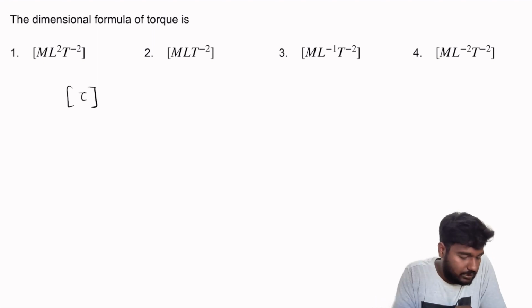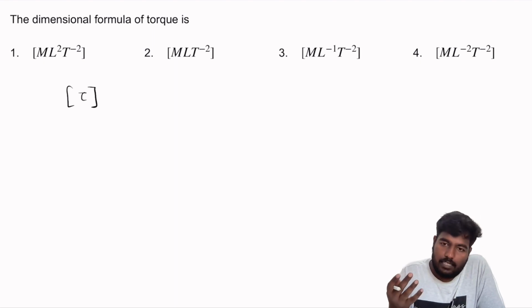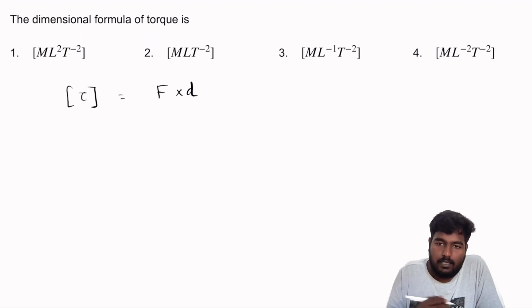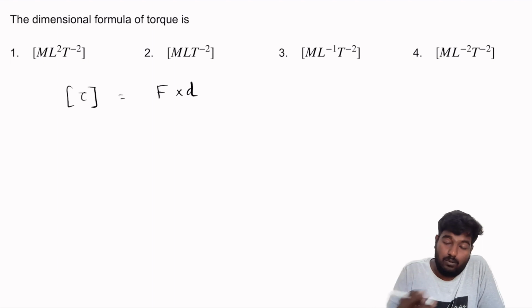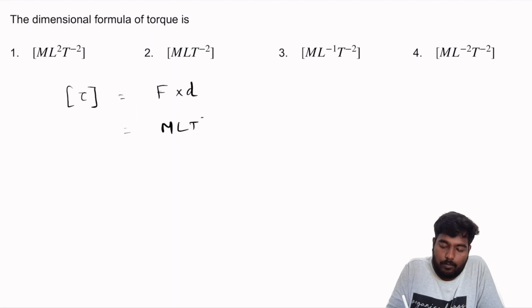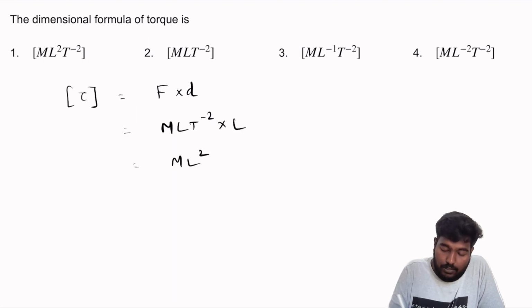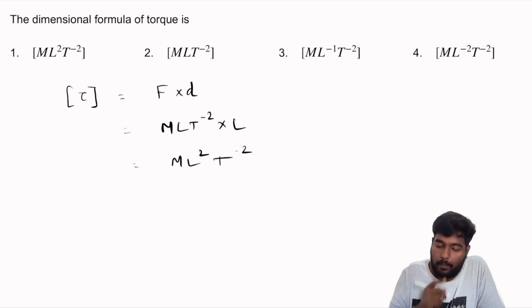For example, torque. We know that in general, torque is force into distance, the perpendicular force and the distance from the pivot. So force into distance, this is the torque's formula. What's the force dimension? Mass into acceleration, M L t power minus 2, into distance, which is L. So you will get M L square t power minus 2, since L into L is L square. So that's your torque.